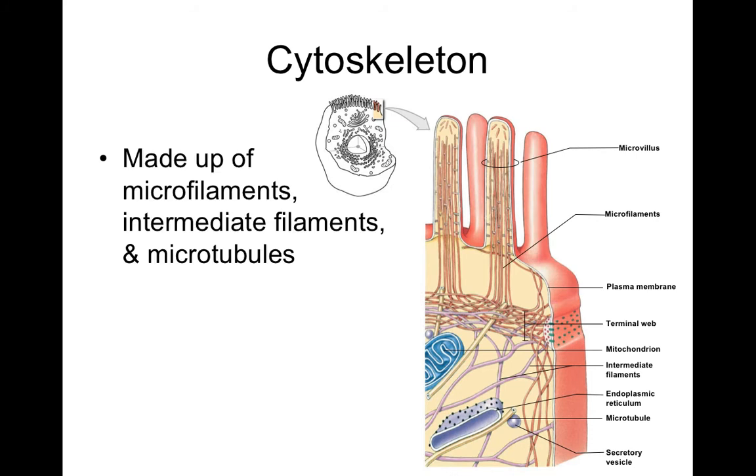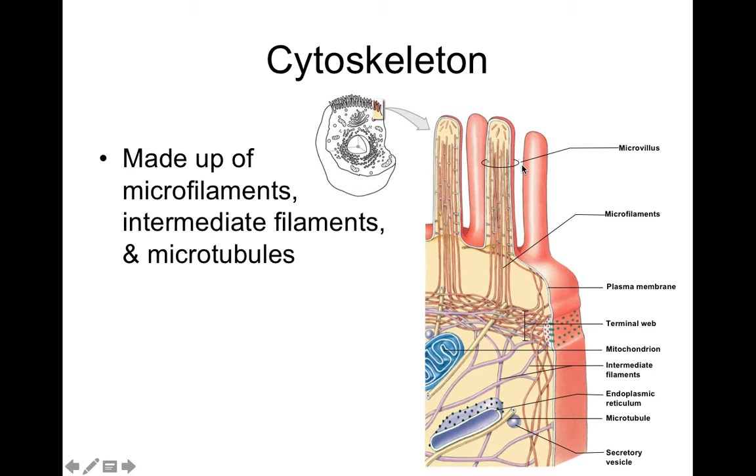If we move a little bit further inward, we get to the cytoskeleton. The cytoskeleton is made up of a number of different proteinaceous filaments, if you will. We have microfilaments, intermediate filaments, and microtubules. And each of these three, just like our skeleton within the human body allows for us to maintain a shape, the cytoskeleton helps these cells maintain their various shapes as well.